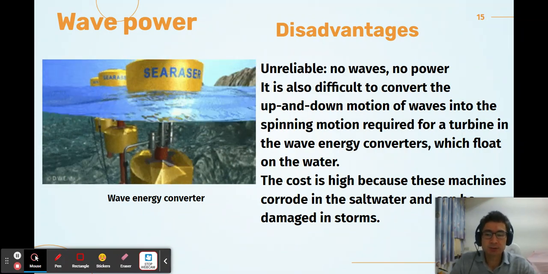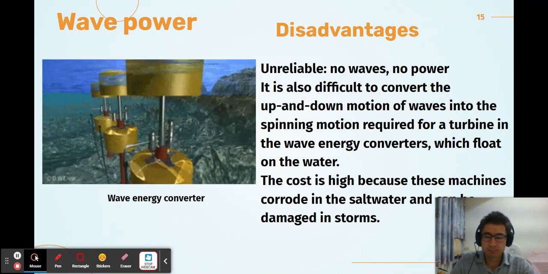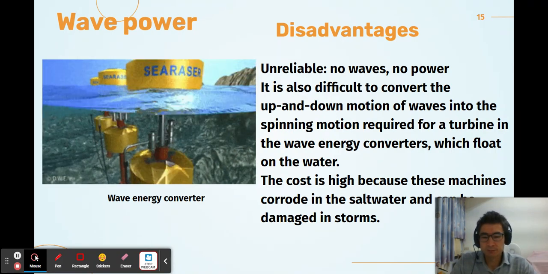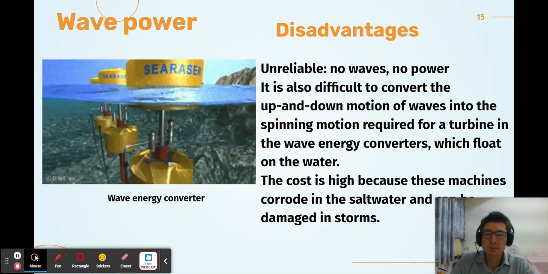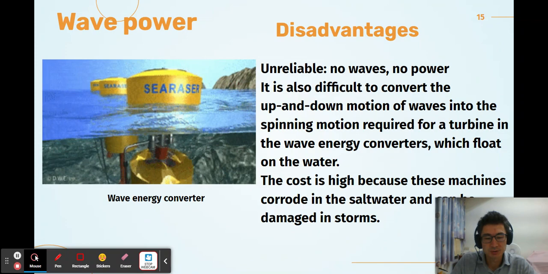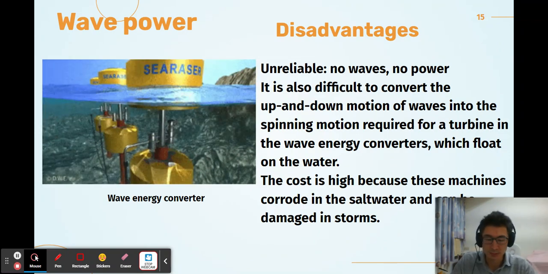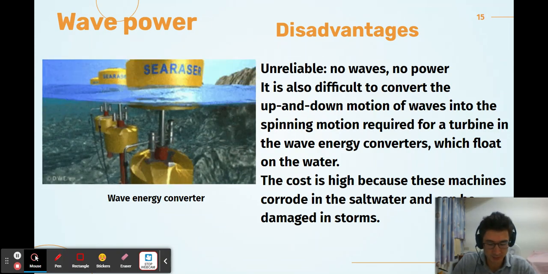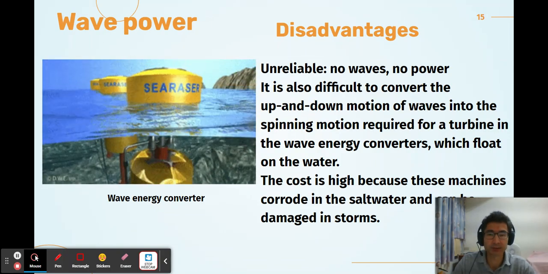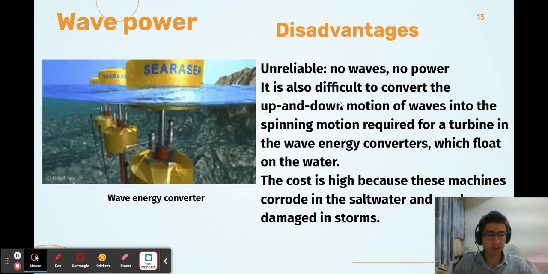Another thing is, these machines are very costly. Why? Because of storms, powerful waves, they can be damaged, and because of sea corrosion, many parts must be replaced, and that's very costly. It's expensive to maintain. That will be one of the disadvantages.